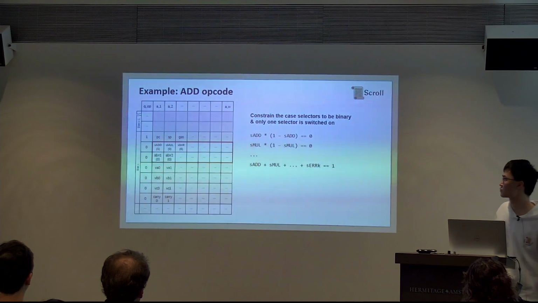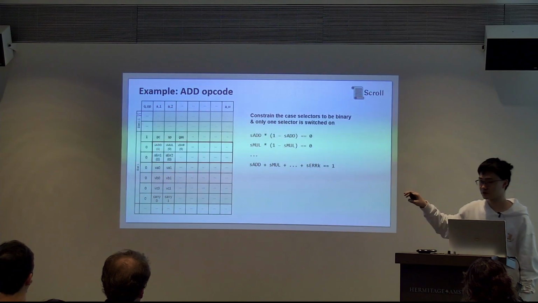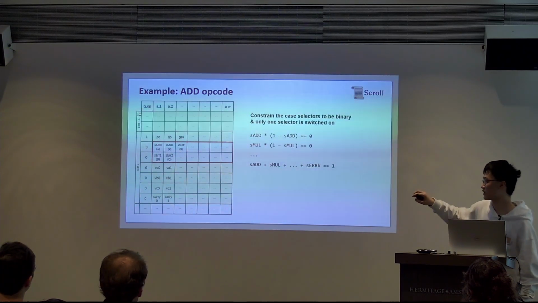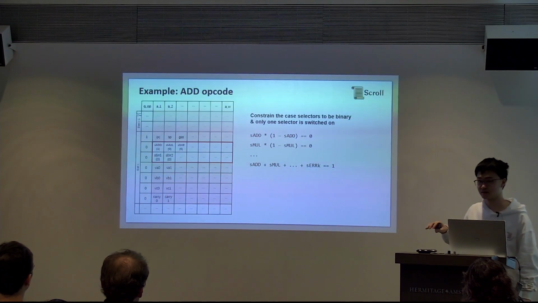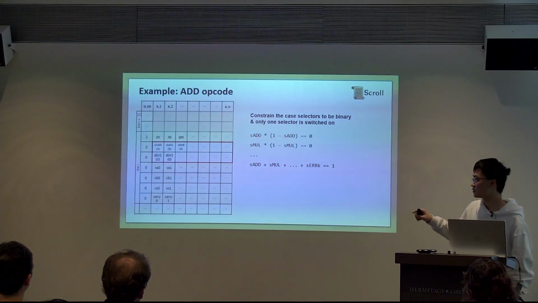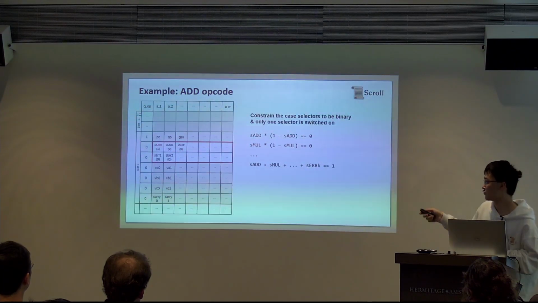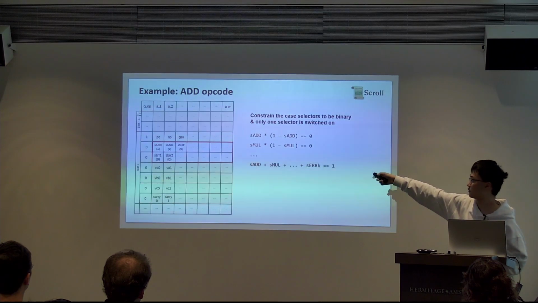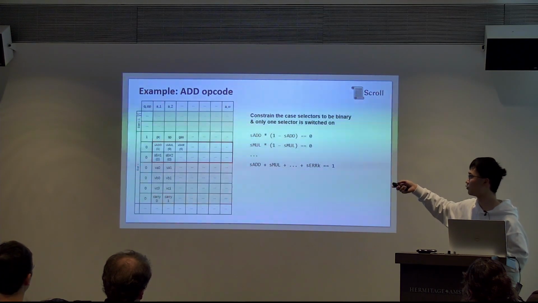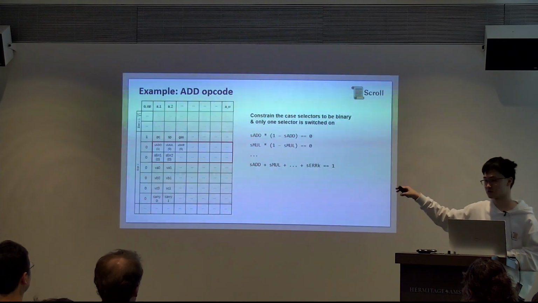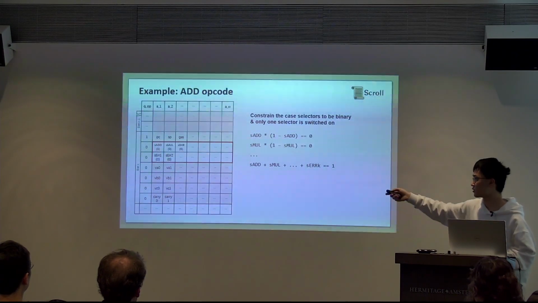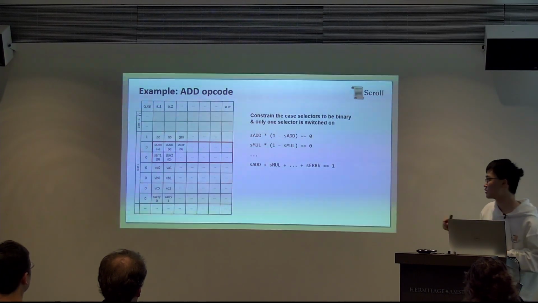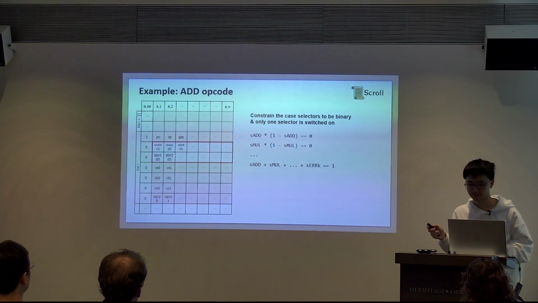And so how are we writing constraints? Because we are not using actual selectors, we just put everything here. So we need to prove that there is just one switch open. For example, we need to prove that sadd times (1 minus sadd) equals 0, because all those should be 1 or 0. And also you need to prove that there is at most one open, so you need to prove that the sum of everything open equals 1.